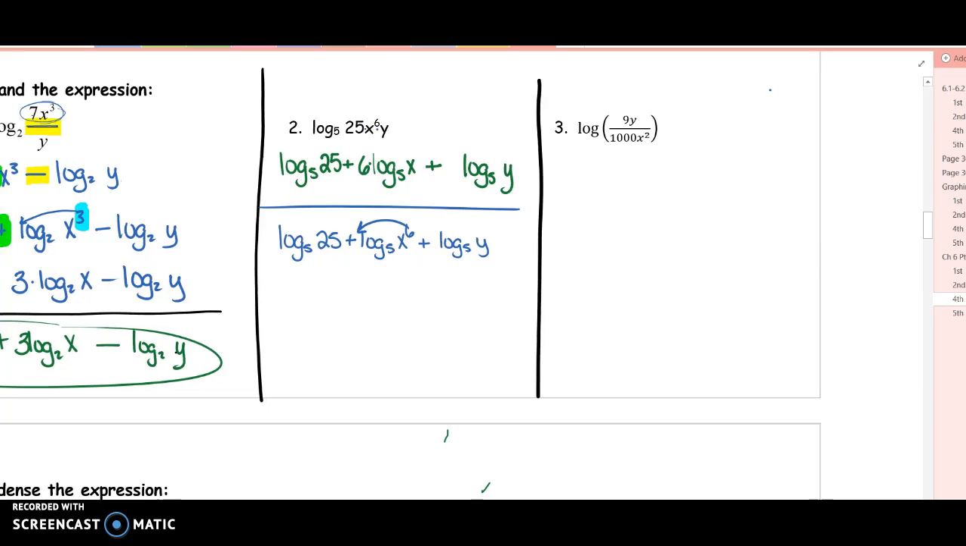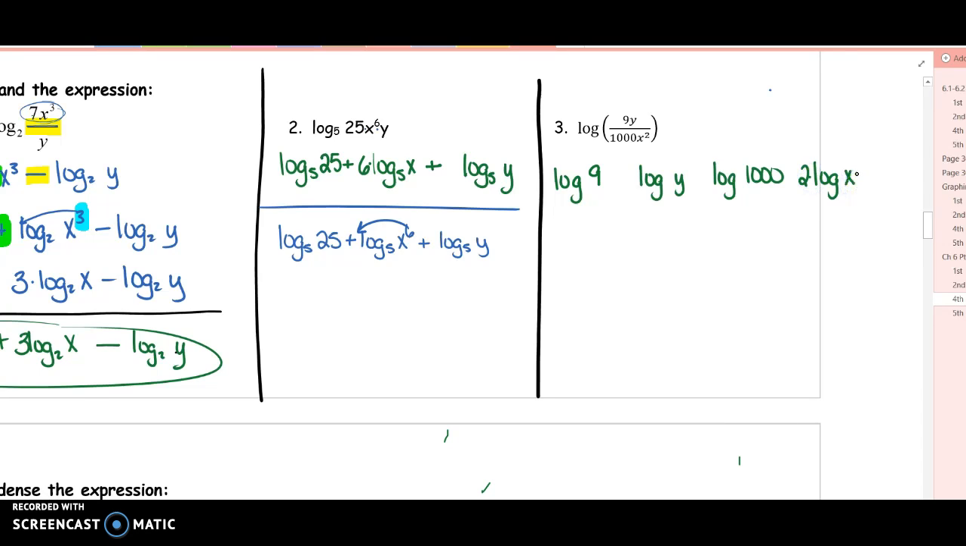If we do number 3 the short way, how many things are inside that log? 4 things. There's a 9, a y, a 1000, and an x squared. So I'm going to write out log of 9, log of y. Did you notice this is log with no base? That means it's base 10. We don't have to write it, but it's base 10. Okay, and then this last one, log of x squared, remember the 2 goes in front.